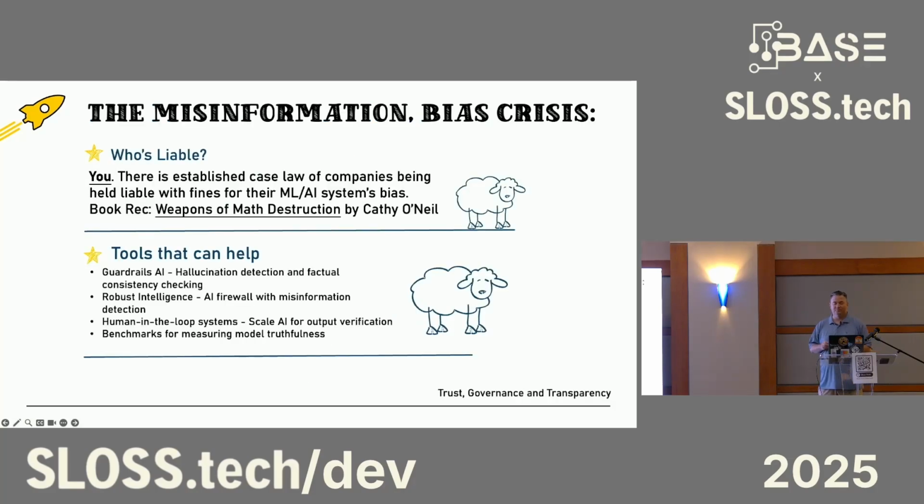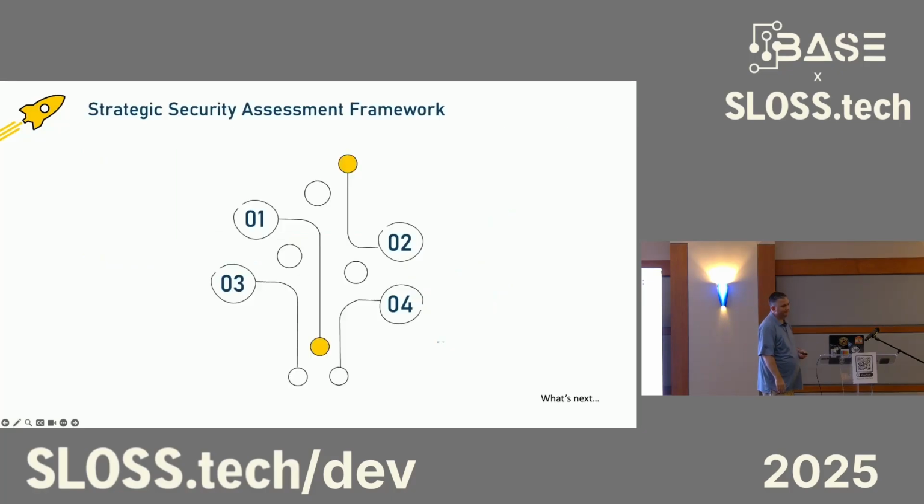But who's liable, right? Let's say the Department of Labor comes. Who's liable? You are. There is actual case law where companies using SaaS software that they didn't develop to screen applicants were held liable for systemic bias in the applicant tracking system.